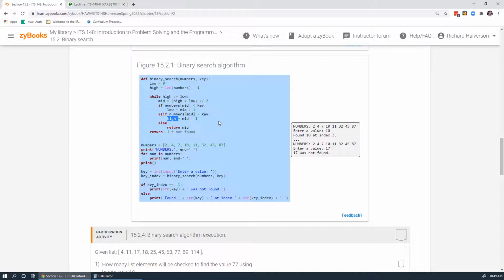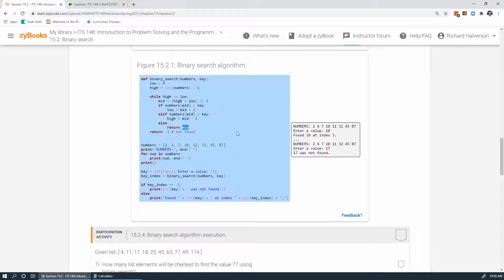Is that right? It's like I'm getting these two mixed up in my head. Anyway, you reset the high point if the number is greater. Otherwise, if this is not true and if this is not true, then that means they must be equal, which means numbers of mid is equal to key. So we found the midpoint.